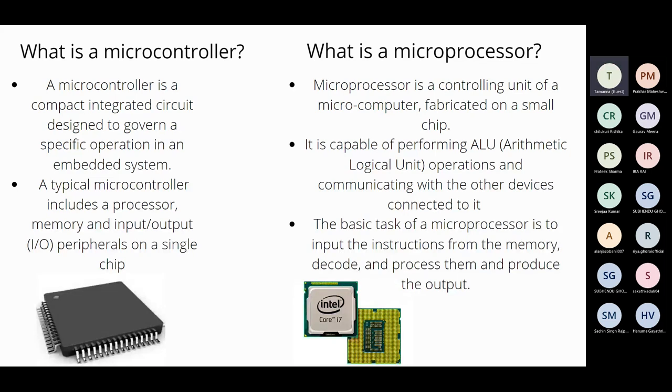What a microprocessor does is it takes input instructions from the memory, decodes them, processes them, and produces an output. A microprocessor performs ALU operations and it communicates with other devices connected to it.